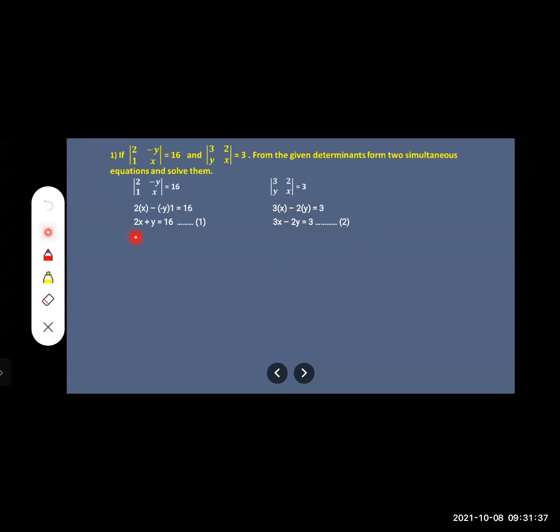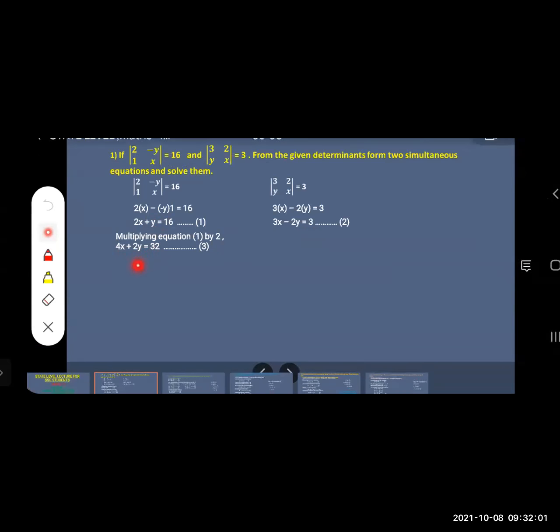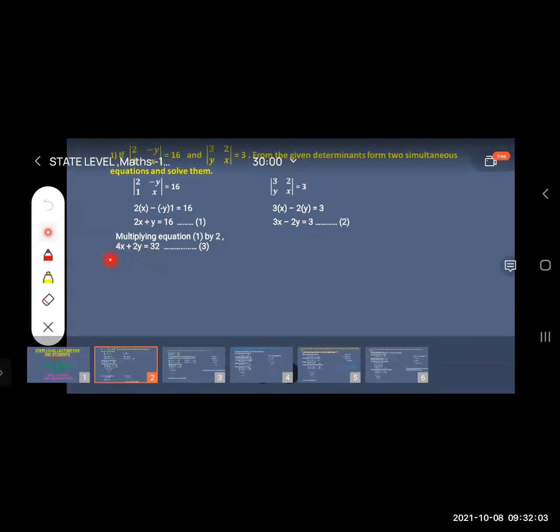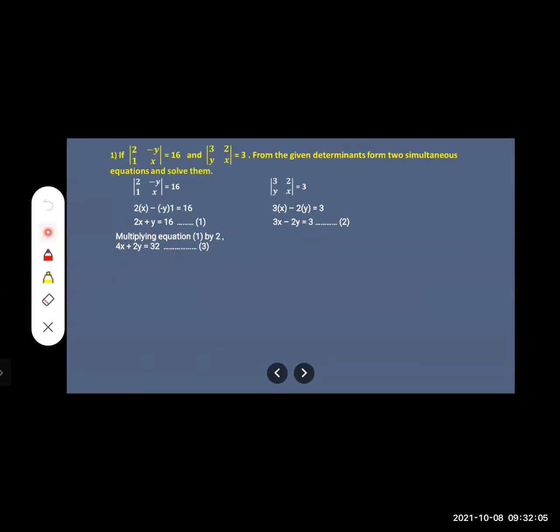Now you see, we framed the equations. We got simultaneous equations now. Clear, children? So now we have to solve this one. Okay. See, multiplying equation 1 by 2. If I multiply this equation by 2, what will I get? 2 2s are 4x. 2 into y, 2y, equal to 16 2s are 32. 4x plus 2y equal to 32. Okay, students? And then you see, here, the second equation already is here.